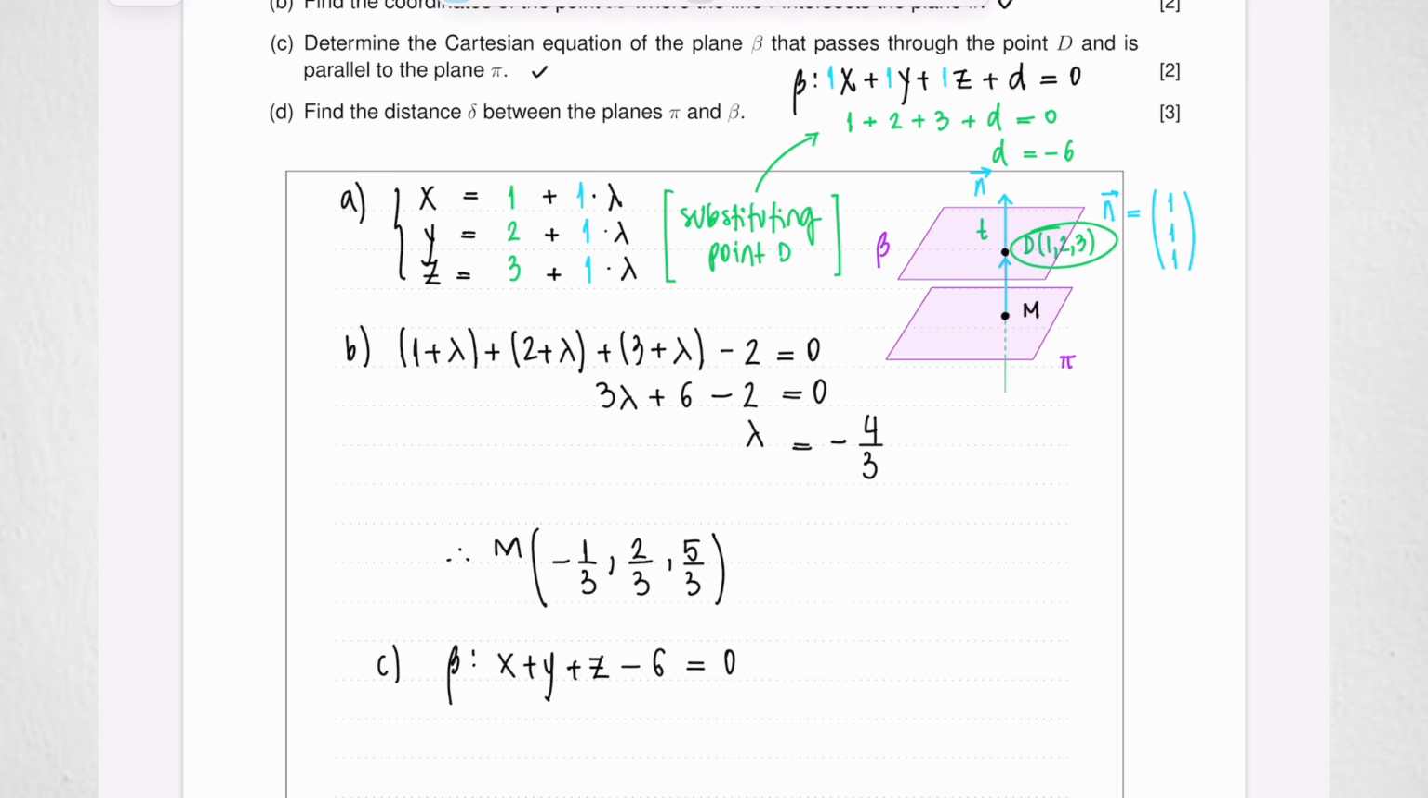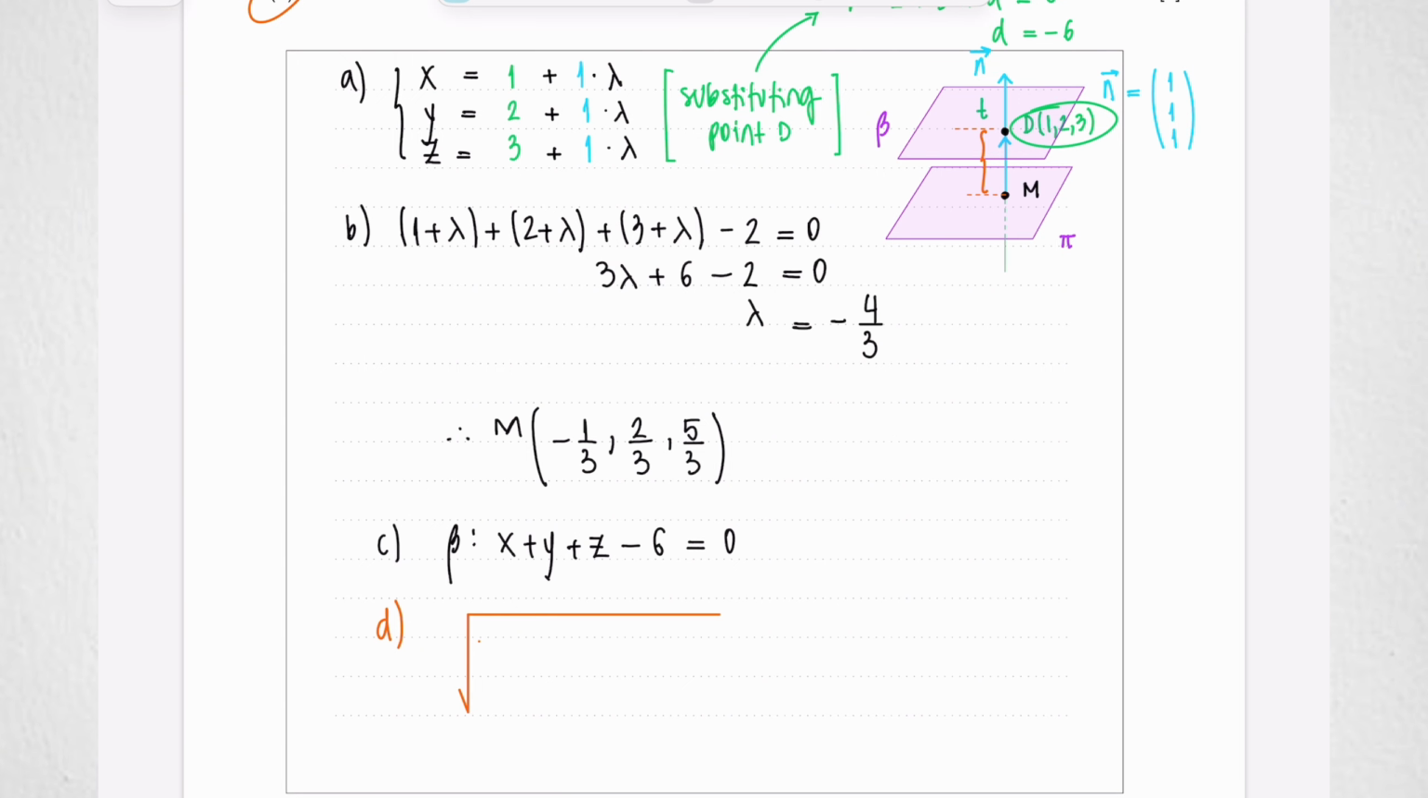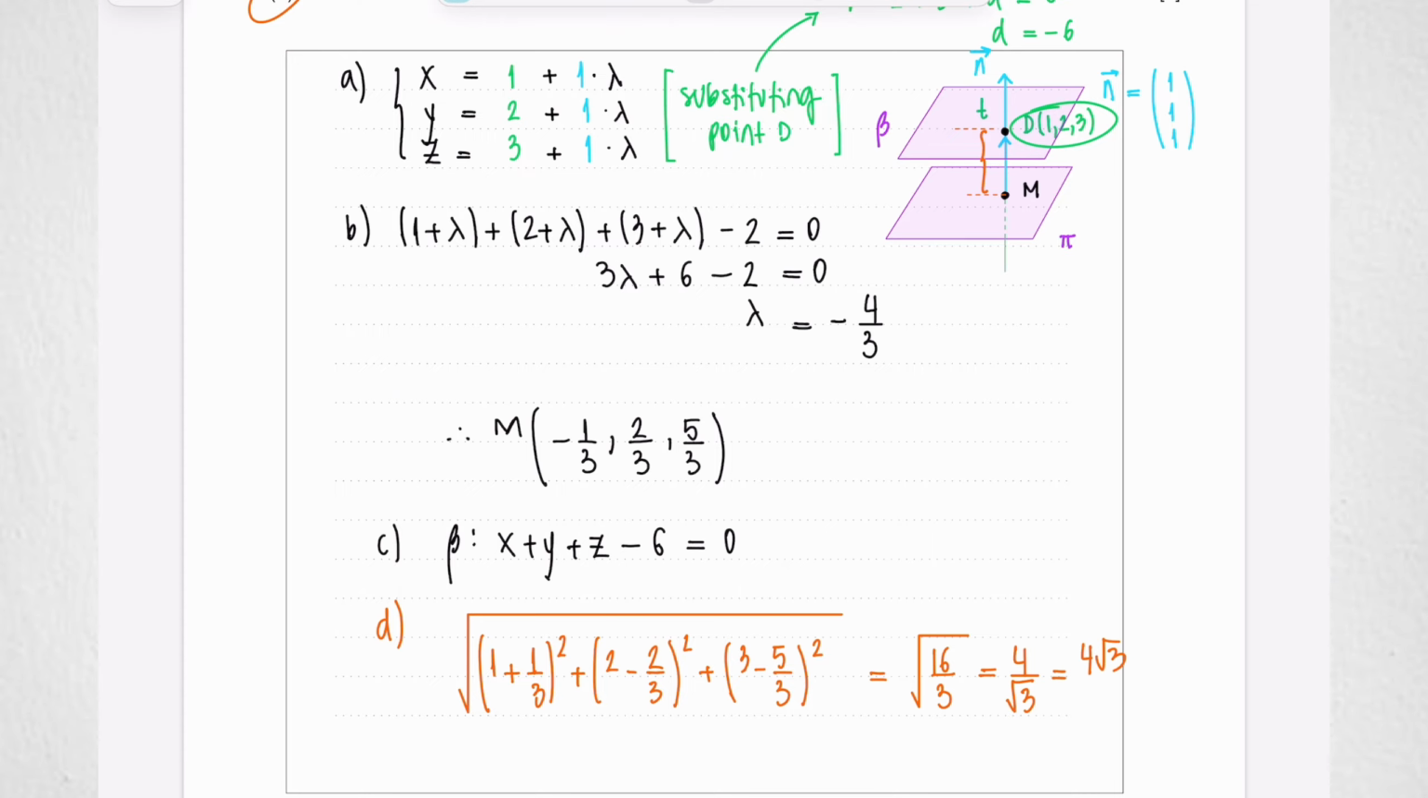Now, finding the distance between the two planes, that's the same as finding the distance between these 2 points. And by using the distance formula, we have 1 minus 1 over 3 squared plus 2 minus 2 over 3 squared plus 3 minus 5 over 3 squared, and that is equal to the root of 16 over 3, which is 4 over root 3, which is the same as 4 root 3 over 3.